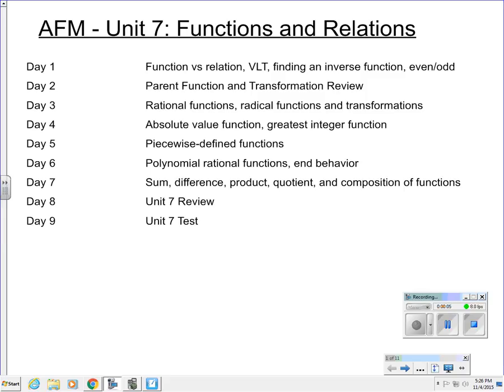So we're starting on Unit 7 with this video. Here's a list of the topics we're going to be covering by day. The overall theme, the big topic for this Unit 7, is talking about functions. So we're going to be reviewing some of the functions we've already done.